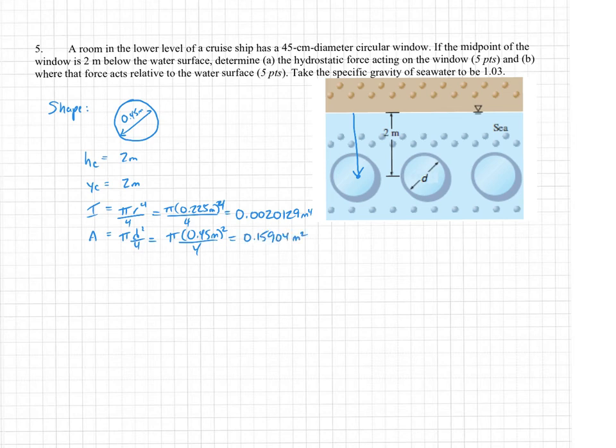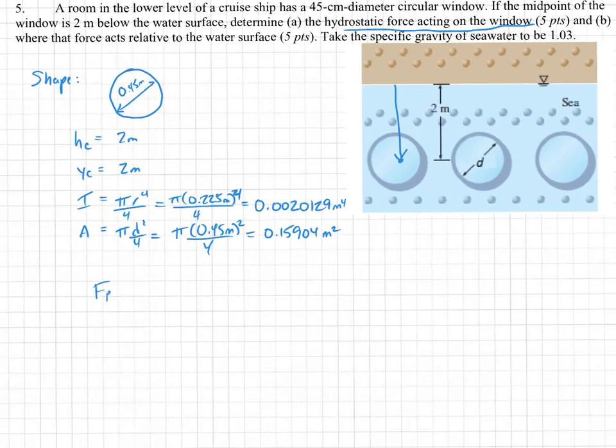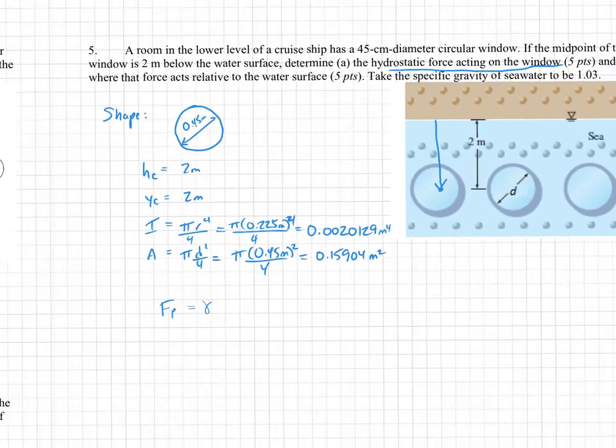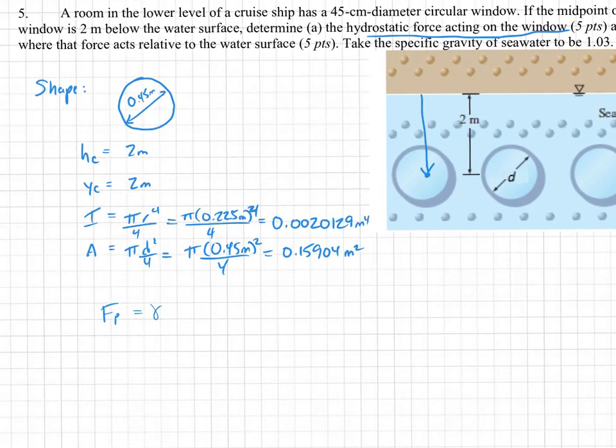Now that we've got this formulaic work done, nothing really interesting has happened so far. We're going to start solving for the things that we want. The first thing I want is the hydrostatic force acting on the window, which I typically call the force of pressure. That is going to be the gamma of, in this case, seawater, times HC times the area.